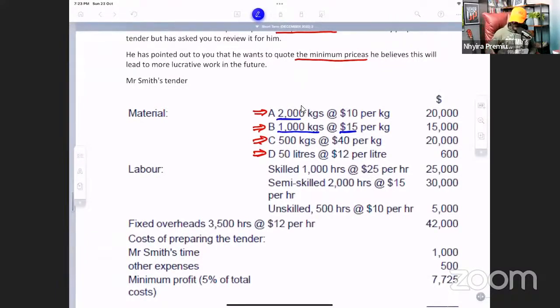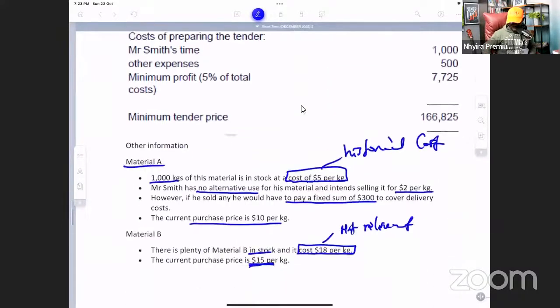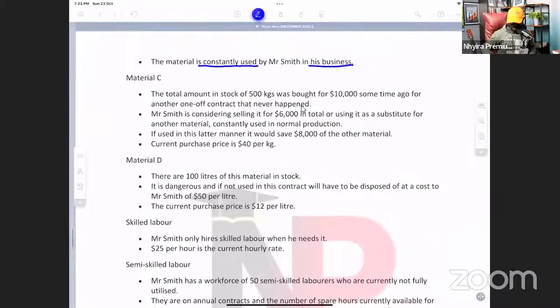Material C, we need 500. But let's go see the information on material C. We are told that the total amount in stock of 500 kilograms was bought for $10,000 some time ago for another one-off contract that never happened. Again, how much they bought it for, we don't care. So that is not relevant to us.